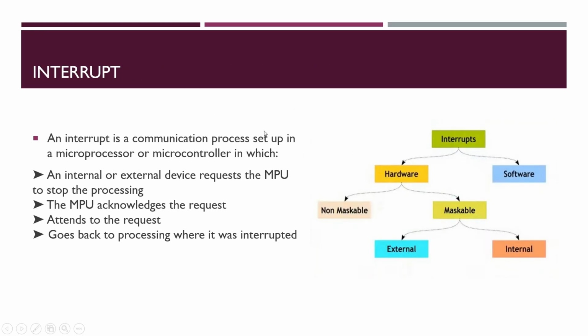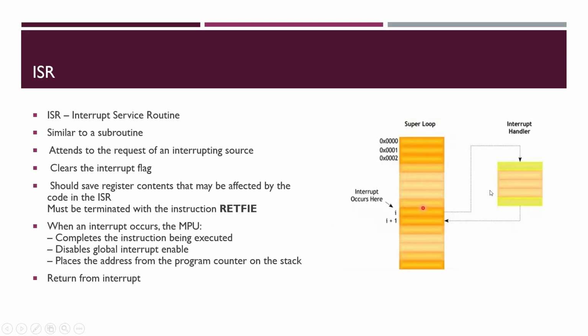Then we have interrupt. An interrupt is a communication process set up in a microprocessor or microcontroller in which an external or internal device requests the MPU to stop processing. The MPU acknowledges the request, attends to the request, and goes back to processing where it was interrupted.